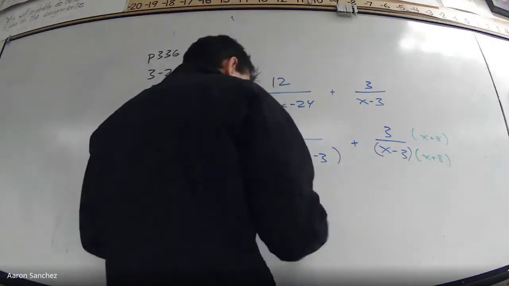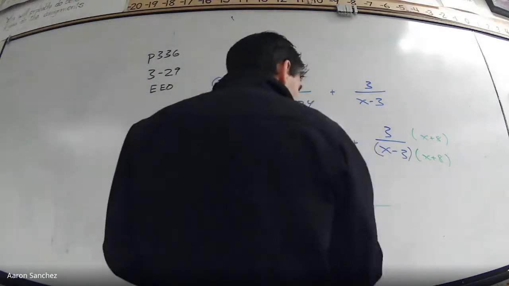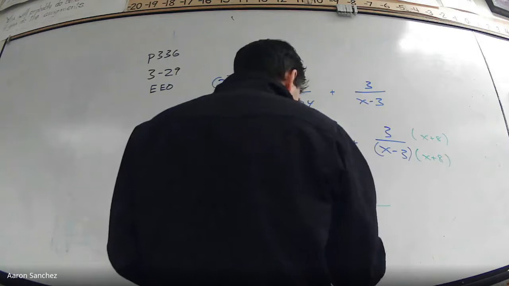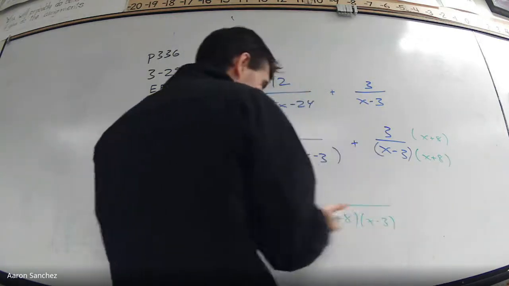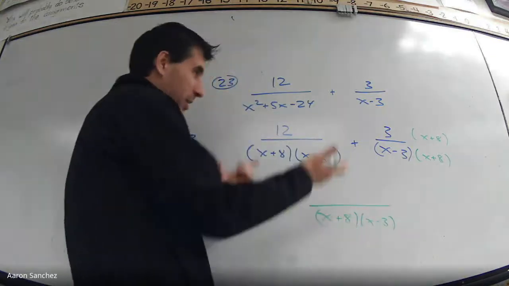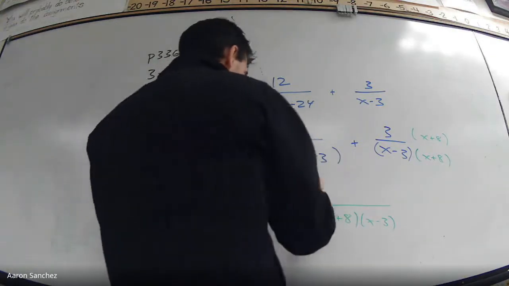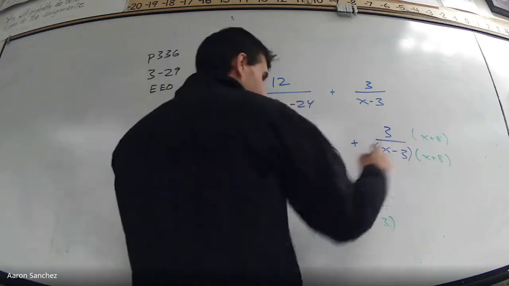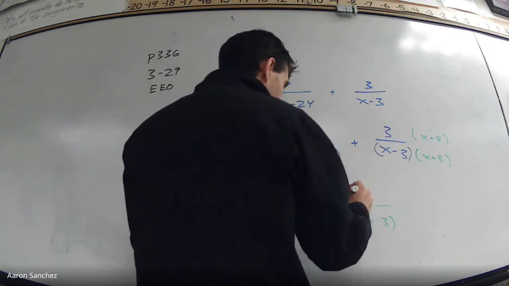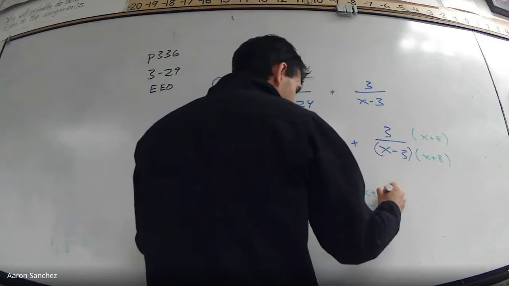So let's go ahead and do that. We have here x plus 8 times x minus 3. Now, again, you could write it as two fractions, but let's just write it as one and just add these up. So this one is just 12, because I didn't multiply this by anything, but this one is plus 3 times x plus 8.